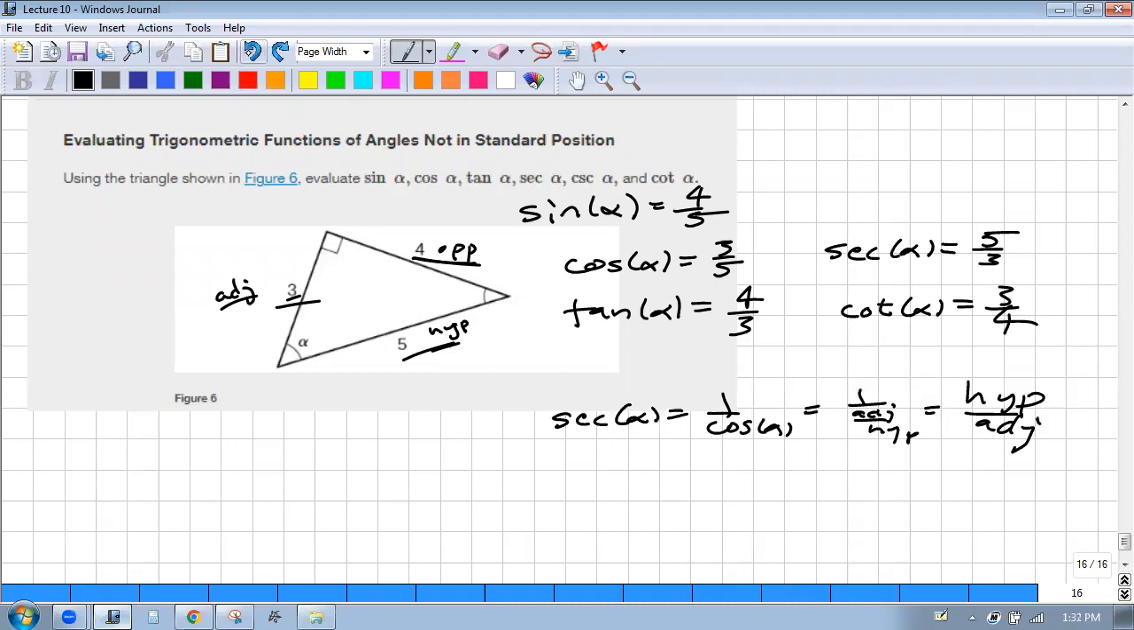It's never useful for me. I go by cosine, and I know secant is the reciprocal of that. I remember what cosine is: it's x over r, or adjacent over hypotenuse. And then what's this one? Cosecant. Well, I know it's the reciprocal of sine, so it's 5/4.